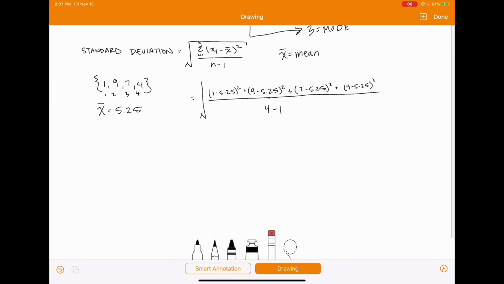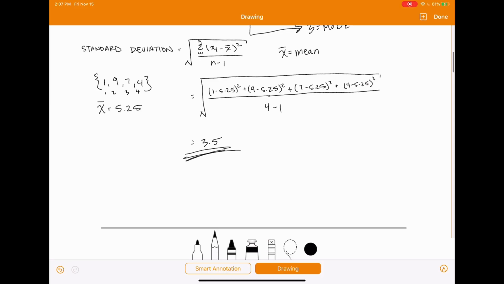Now when you plug that all in a calculator, you're going to get that your standard deviation is 3.5. And that's just how far away from the average your data points are landing. Okay?